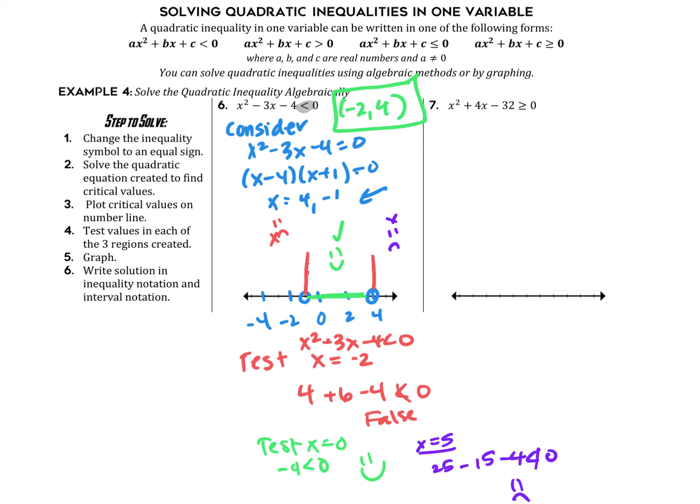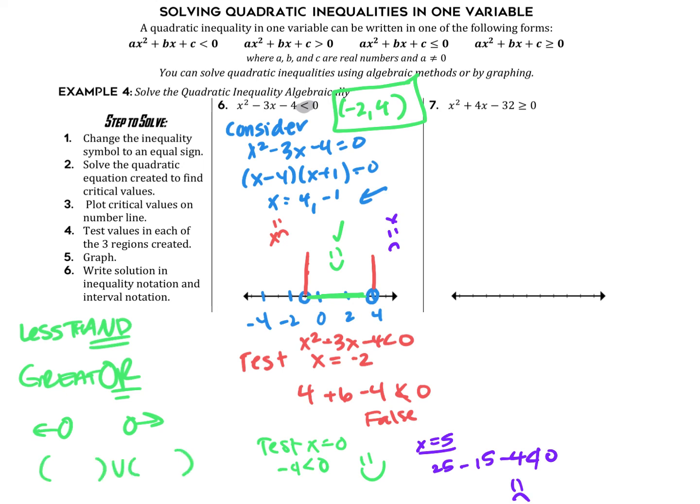Another trick that I have learned is that if it is a less than problem, it's an and problem, which means it's an interval that is connected, versus if it's a greater than problem, it's an or problem, which means my graph is going to go separate ways, and I'm going to have two separate intervals. So number 7 is a greater than problem. Let's go ahead and look at that one together.